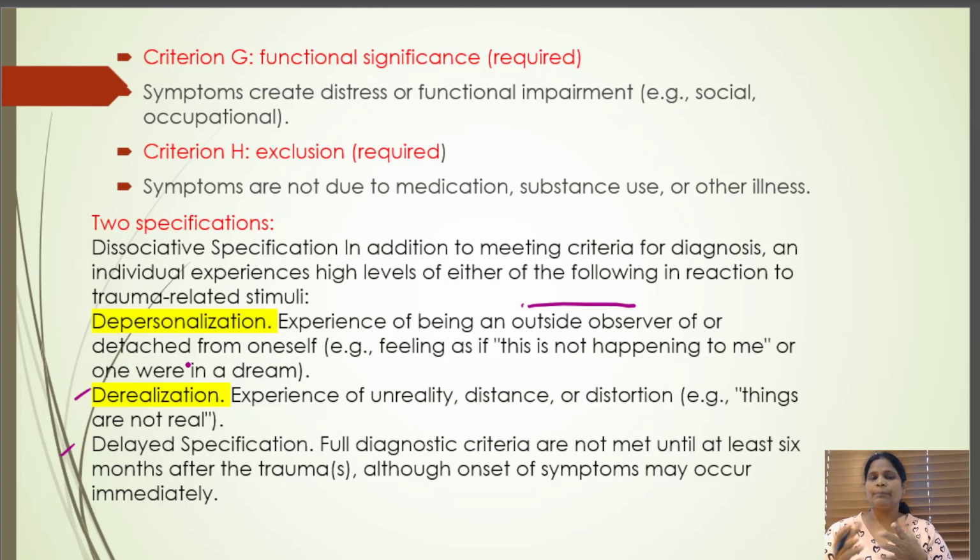Apart from this, we have the delayed specification. When we say delayed specification, the signs and symptoms of PTSD take more than a month, up to 6 months after the trauma, before the person shows the signs and symptoms of PTSD. So that is called the delayed specification. So this is about the DSM-5 criteria for PTSD. I hope you have got a clear picture of it.